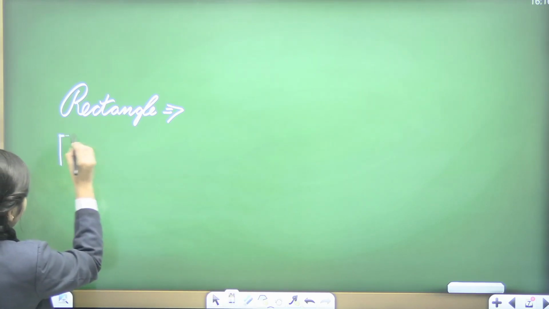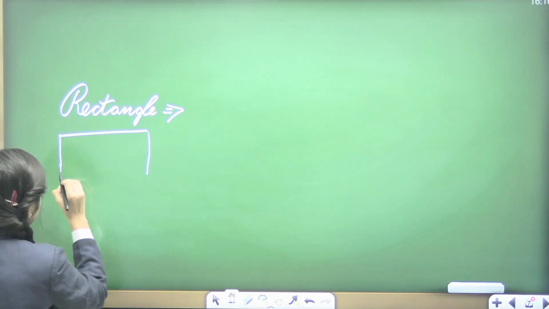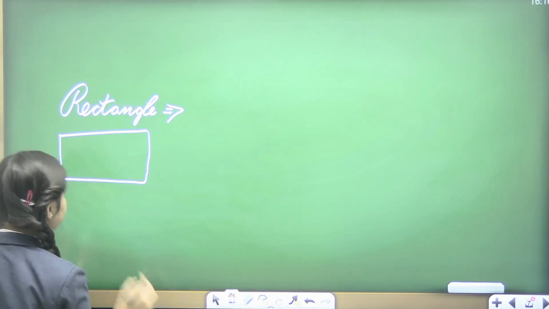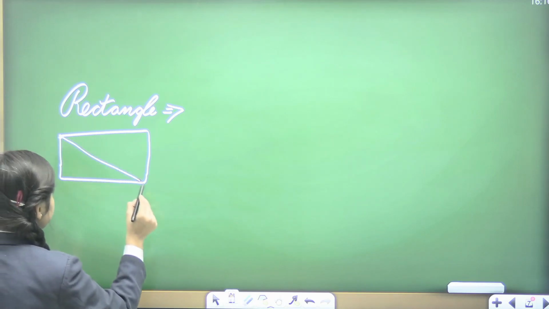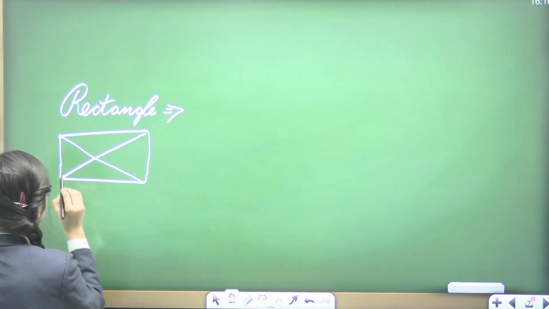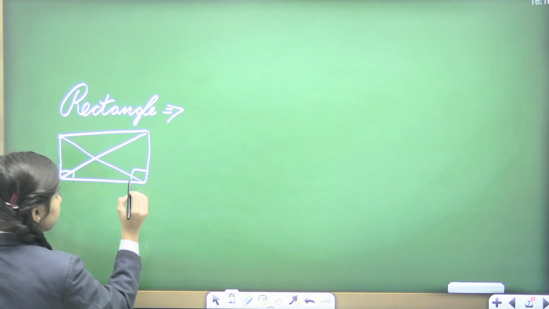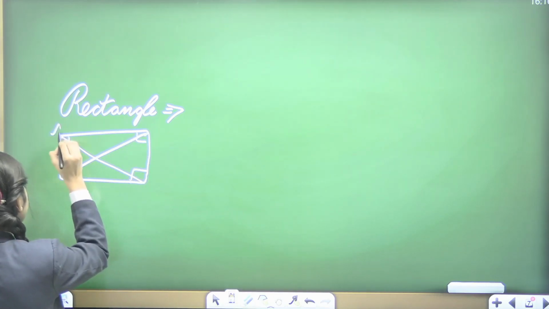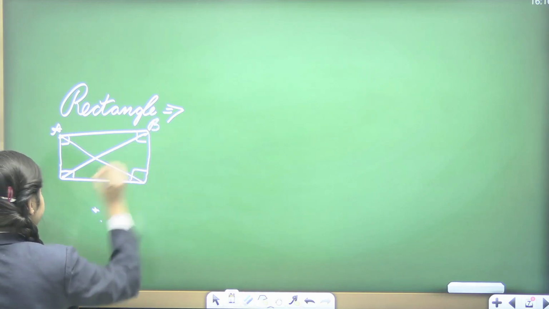So I'll just draw a rectangle here, and its diagonals, its angles, and then just name it A, B, C, D.